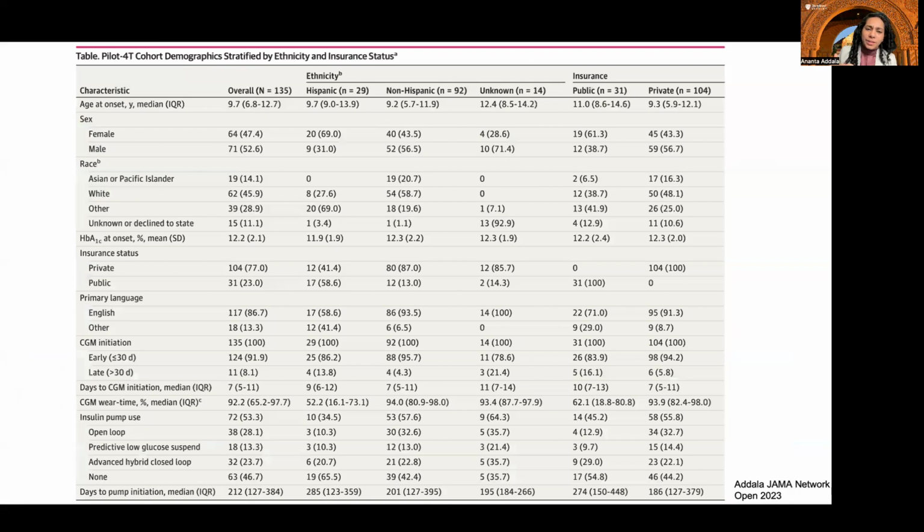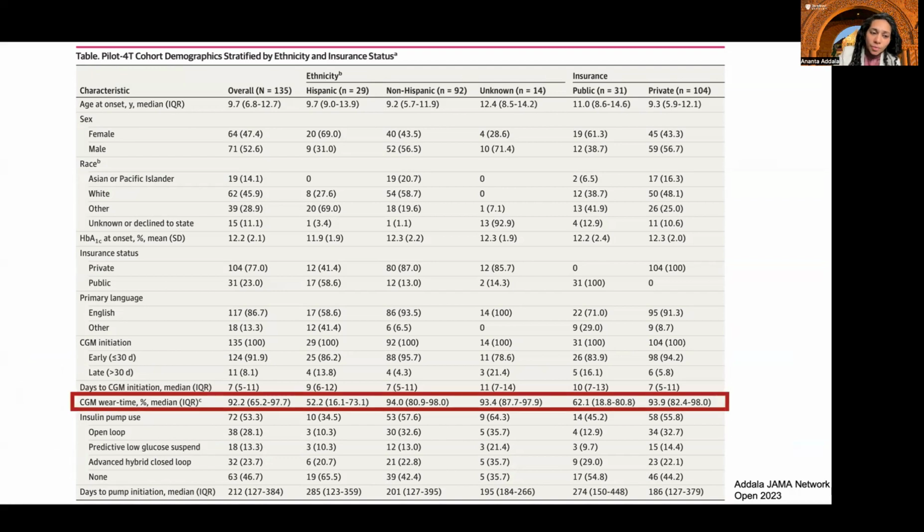The other thing that we do is this is that same study, and I'm gonna draw your attention to this portion of Table 1, which is the CGM wear time. Now, it's been consistently shown that you should have at least 70% wear time of CGM for it to be efficacious, ideally more, but at least that much is what the initial studies had shown.